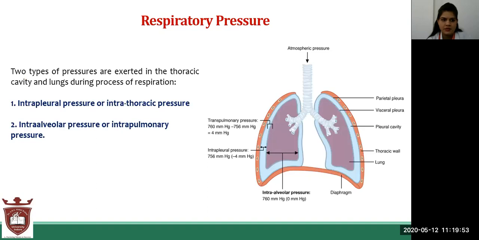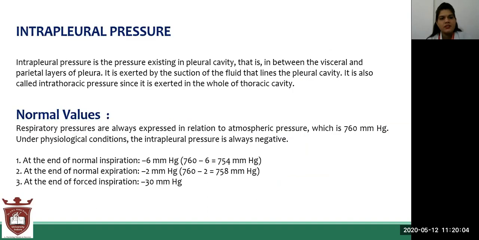So next is respiratory pressures. Two types of respiratory pressures are there: intrapleural pressure or intrathoracic pressure, and the next one is the intraalveolar pressure, which is also known as intrapulmonary pressure. What is intrapleural pressure? Intrapleural pressure is the pressure existing in the pleural cavity, that is, in between the visceral and the parietal layer of the pleura, and it is exerted by the suction of the fluid that lines the pleural cavity. It is also called intrathoracic pressure since it is exerted in all the thoracic cavity, isn't it? These respiratory pressures are always expressed in relation to the atmospheric pressure, which is 760 mmHg.